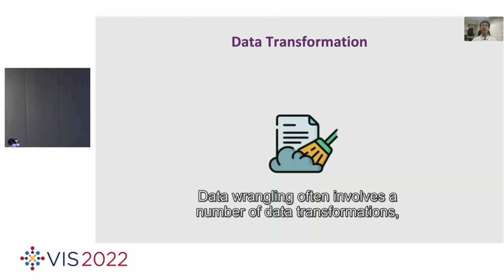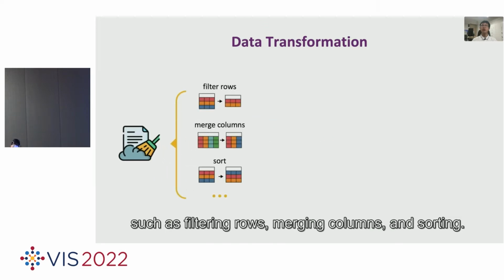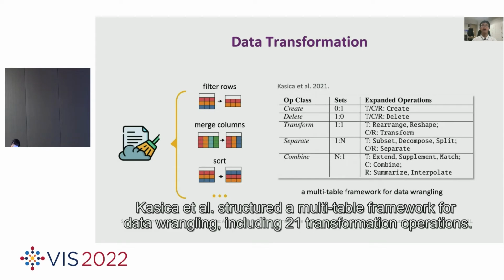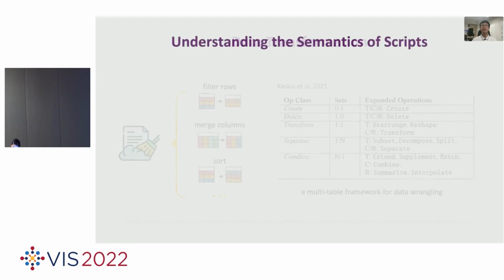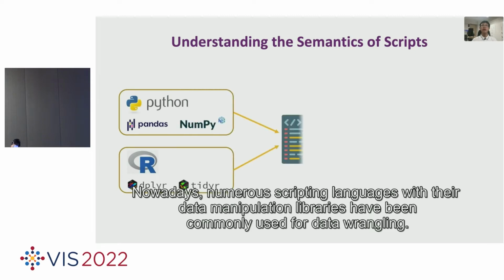Data wrangling often involves a number of data transformations, such as filtering rows, merging columns, and sorting. Tukey et al. structured a multi-table framework for data wrangling, including 21 transformation operations. Nowadays, numerous scripting languages with their data manipulation libraries have been commonly used for data wrangling.